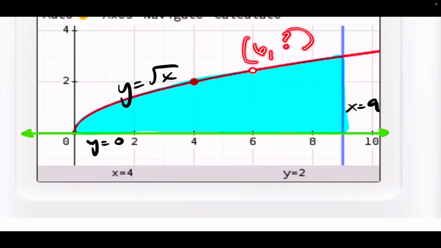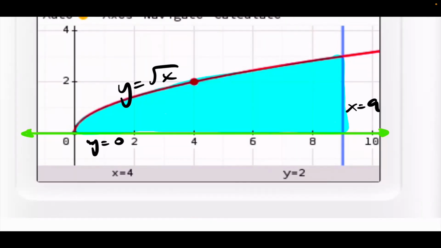How can I find the y value using the x value? About, right? But we want to be closer than that. I don't want to round until the very end if I need to. So how do I find what the y value is there? Plug in 6 to the equation, right? It's the square root of x. So if I plug in 6, isn't that just the square root of 6?